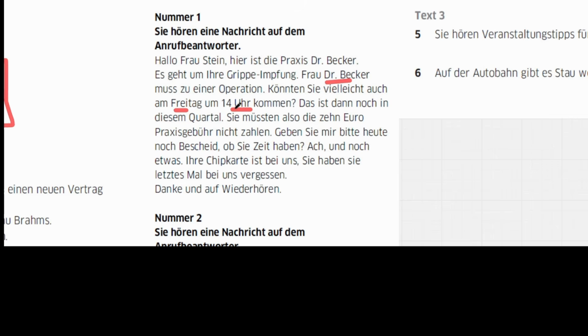Now they have also mentioned 10 euro, which is one of the options. There is a word nicht zahlen also, which means they have used one of the options, but that is with nicht. So that's not the right answer.